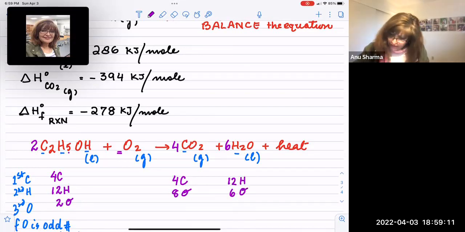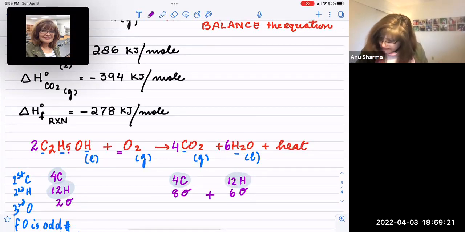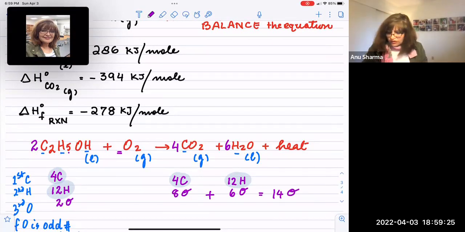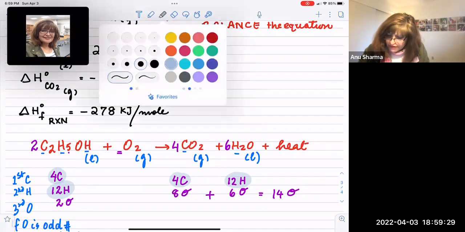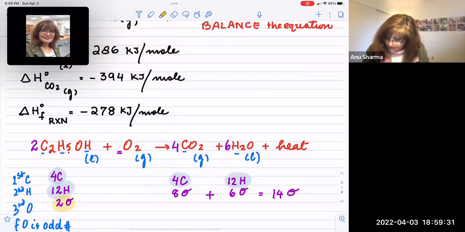Okay, so now let's look at this. So we have 4 carbons and 4 carbons, balanced. We have 12 hydrogens and 12 hydrogens, balanced, and a total, we have 8 plus 6 is equal to 14 oxygens, okay? 14 oxygens. Now, we already have 2 oxygens here, 2 oxygens are here. And so there are 2 also here.